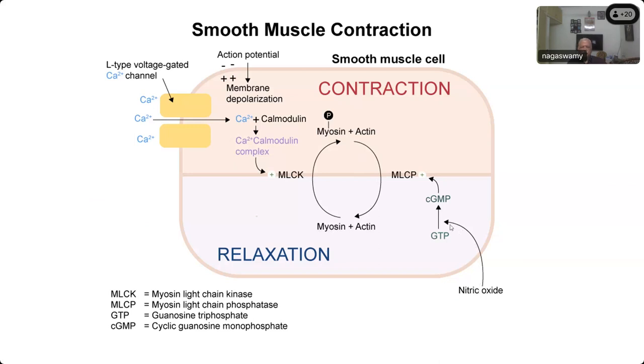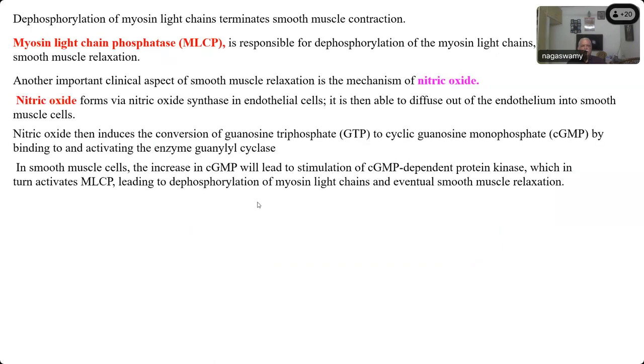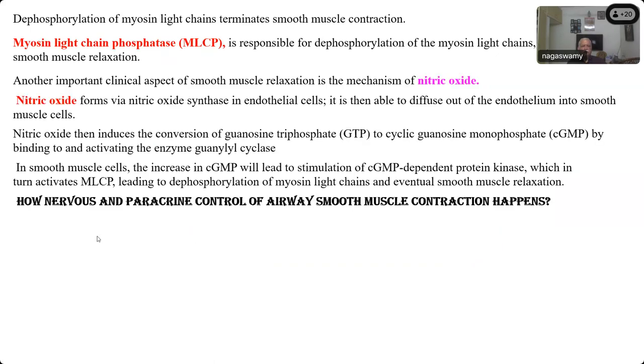Nitric oxide is a smooth muscle relaxant. It interferes with the guanosine triphosphate, preventing it from getting converted into cyclic GMP. And cyclic GMP normally activates this, which is prevented. So the myosin-actin complex is prevented from forming. So relaxation occurs. So these are the same things which are given in the form.